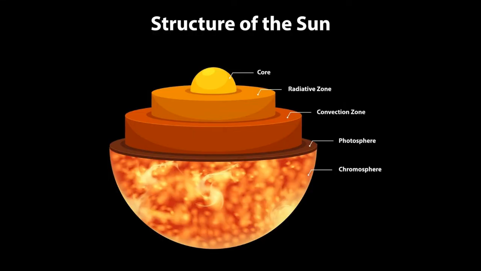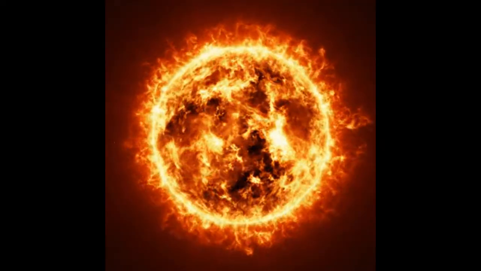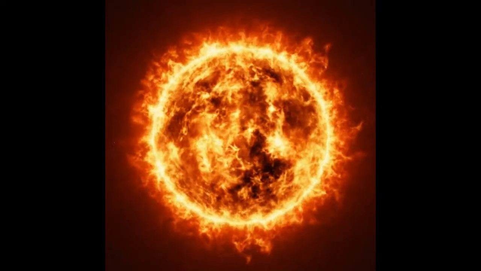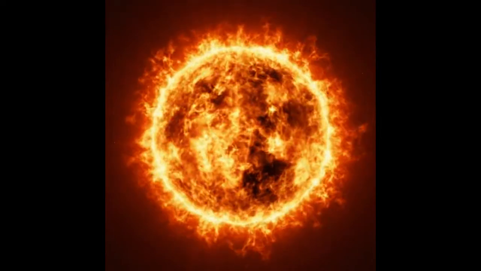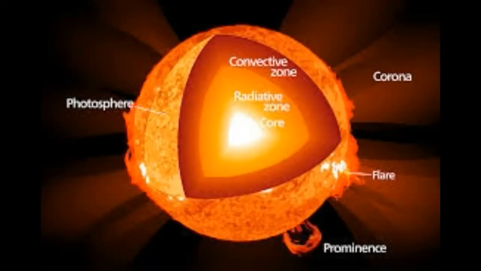Next layer is the chromosphere. The chromosphere is a layer in the sun between about 250 miles and 1300 miles above the solar surface. The temperature in the chromosphere varies between about 4000 Kelvin at the bottom and 8000 Kelvin at the top. So this layer actually gets hotter as you get further away from the sun, unlike the lower layers where it gets hotter as you go closer to the center of the sun.